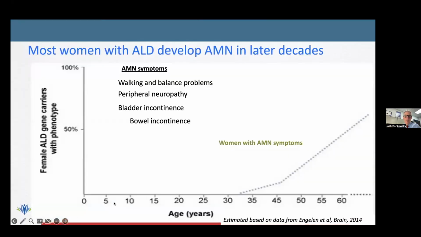For women, the problems tend to have a later onset than men, and again it's this AMN form. Women are not at risk for cerebral ALD and not at risk for Addison's disease, but women do develop AMN. The symptoms tend to start in the mid to late 30s and then progress more slowly compared to men. But it's the same type of symptoms: problems with walking, problems with neuropathy, and bowel or bladder problems.